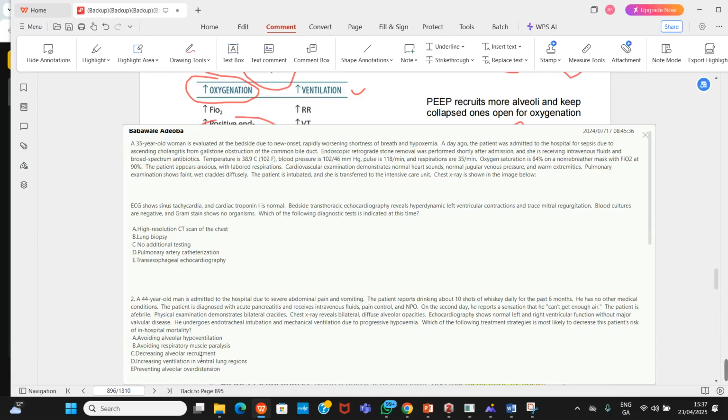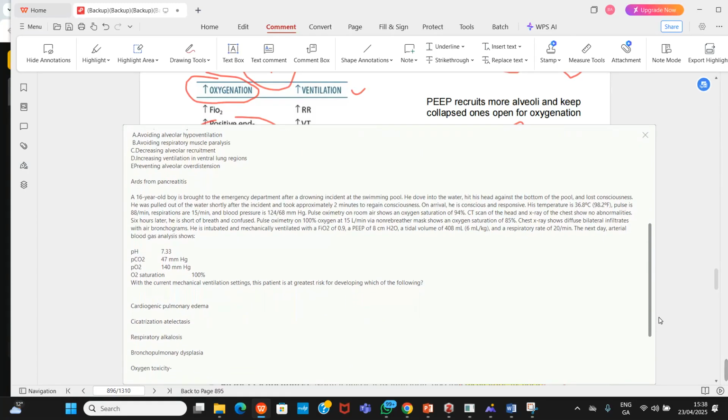So option D is against prone positioning: increasing ventilation in the ventral regions? No. We are increasing it in the dorsal. Decreasing alveolar recruitment? No. We even want to recruit more alveoli, and that is why we are doing the prone positioning. Avoiding respiratory muscle paralysis? Why? So all those others don't make any sense.